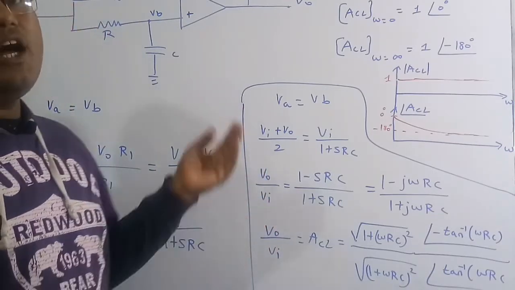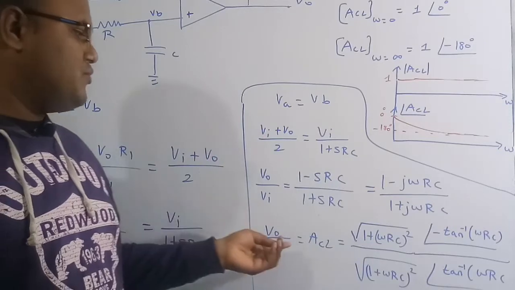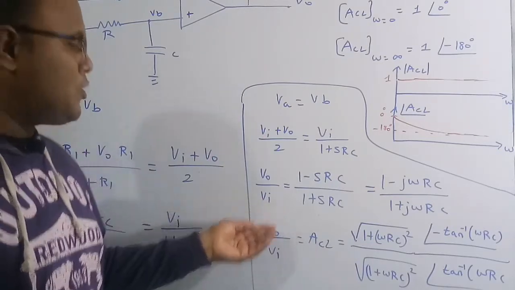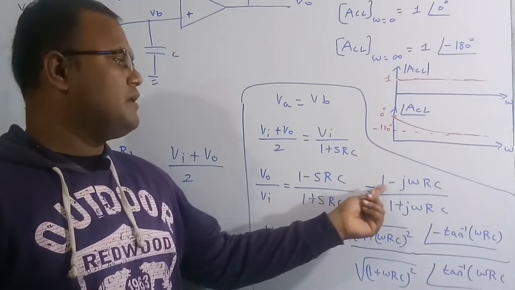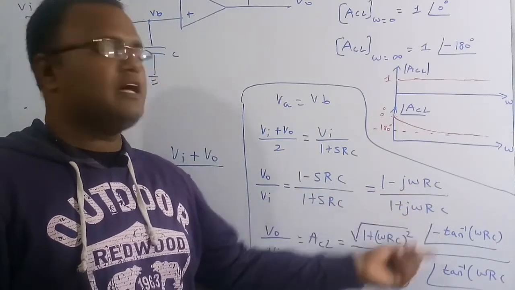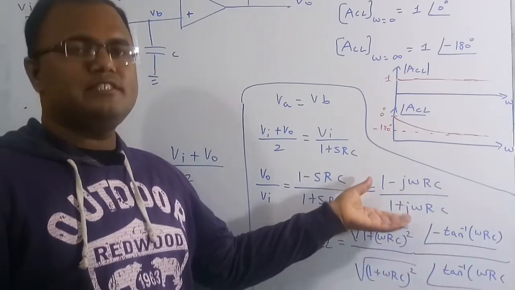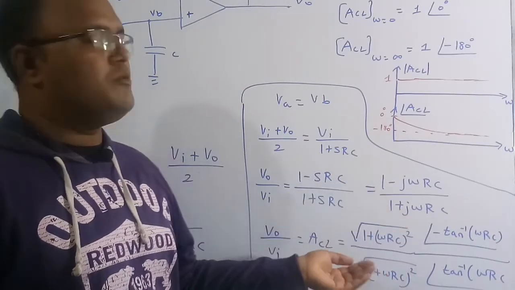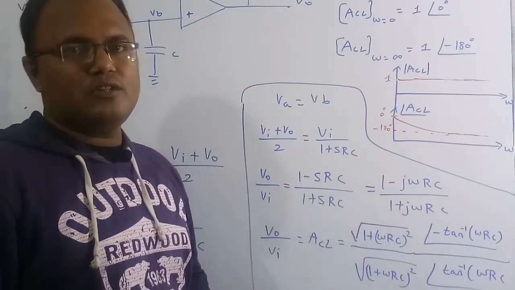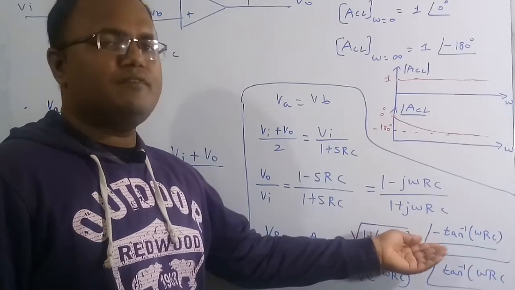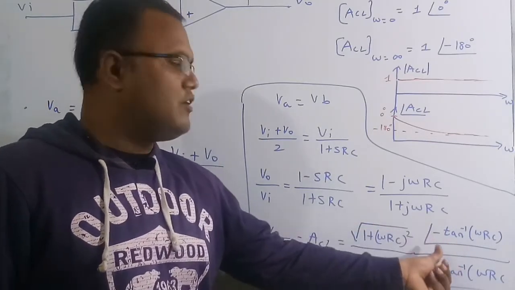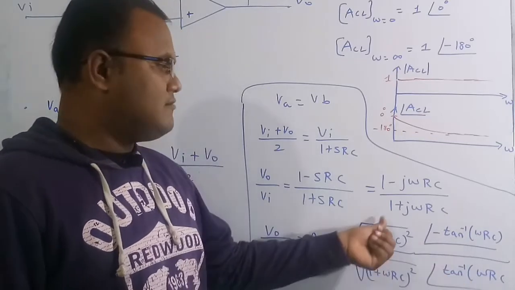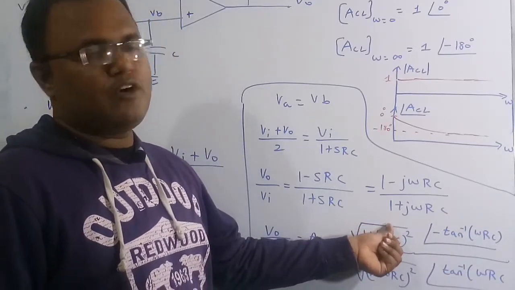So what is the gain of this all pass filter circuit? ACL is the gain, output by input. In place of S I am going to substitute j omega. Therefore, 1 minus j omega RC by 1 plus j omega RC. This is in rectangular format, so I want to convert it into polar format, magnitude and phase angle. The magnitude is root of 1 plus omega RC whole square, with a phase angle of minus tan inverse omega RC, and the denominator is also converted to polar format.